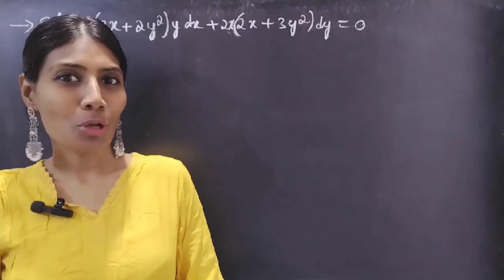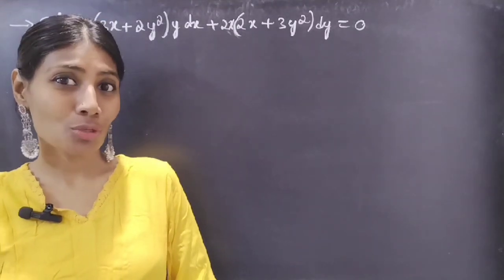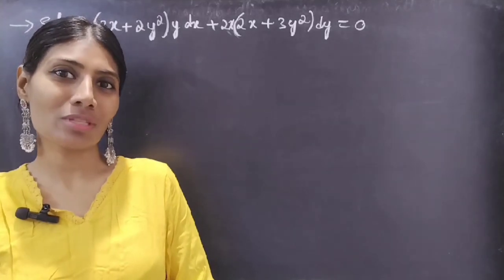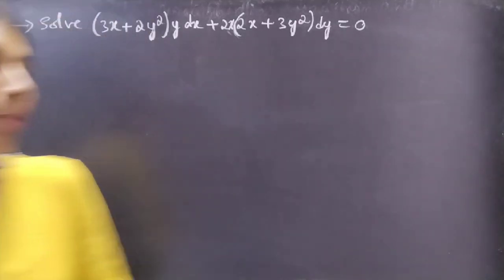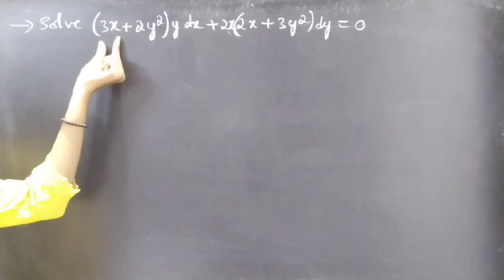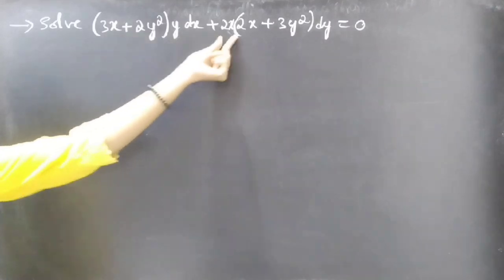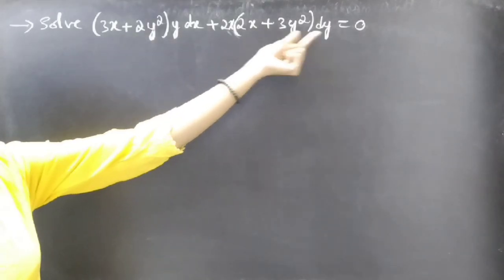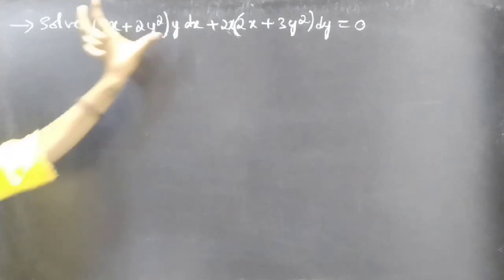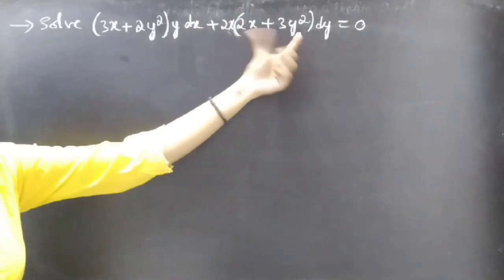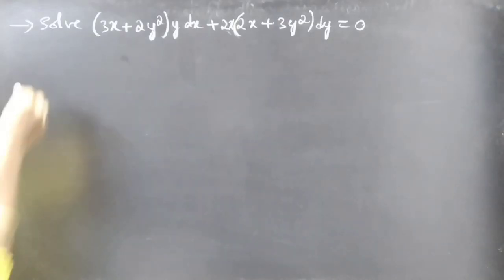In this video we're going to solve a differential equation which is of Mdx plus Ndy equal to 0 form. So let's get going. Problem: solve (3x plus 2y square) into y dx plus 2x times (2x plus 3y square) into dy equal to 0. So this is of Mdx plus Ndy equal to 0 form, right?